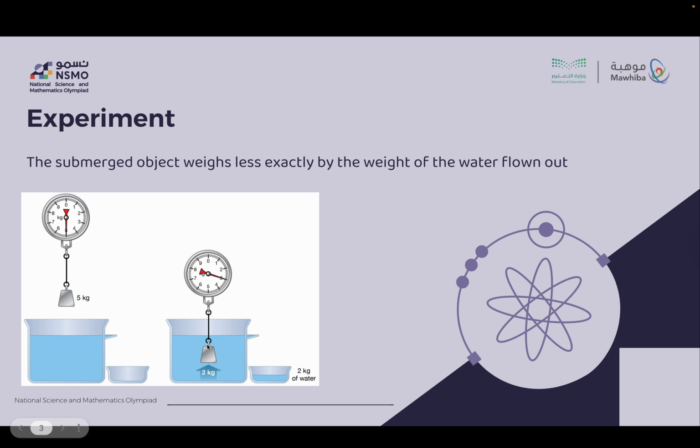Then we submerge this weight in the water and see that the weight is reduced to 30 newtons, so we will measure a mass of only 3 kilograms. Then we measure the weight of the displaced water, and we will find that it's around 20 newtons, so its mass will be around 2 kilograms. From this experiment, we can conclude that the submerged objects weigh less exactly by the weight of the water flown out. This is Archimedes' principle.